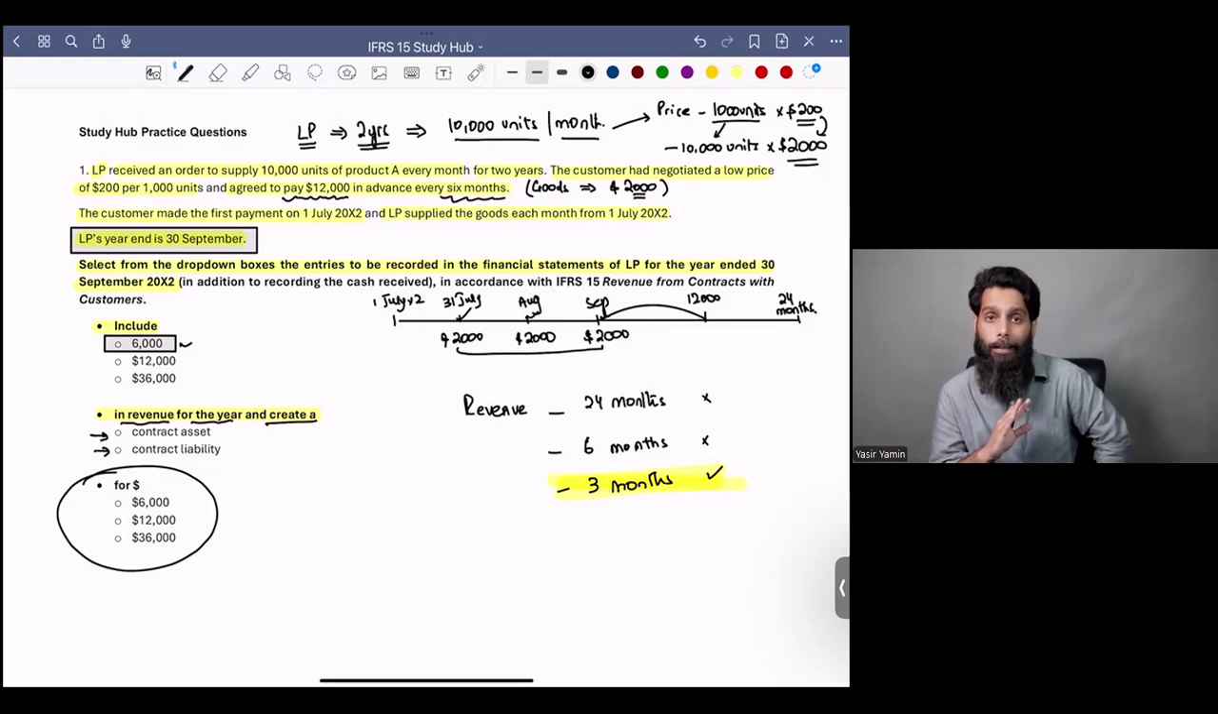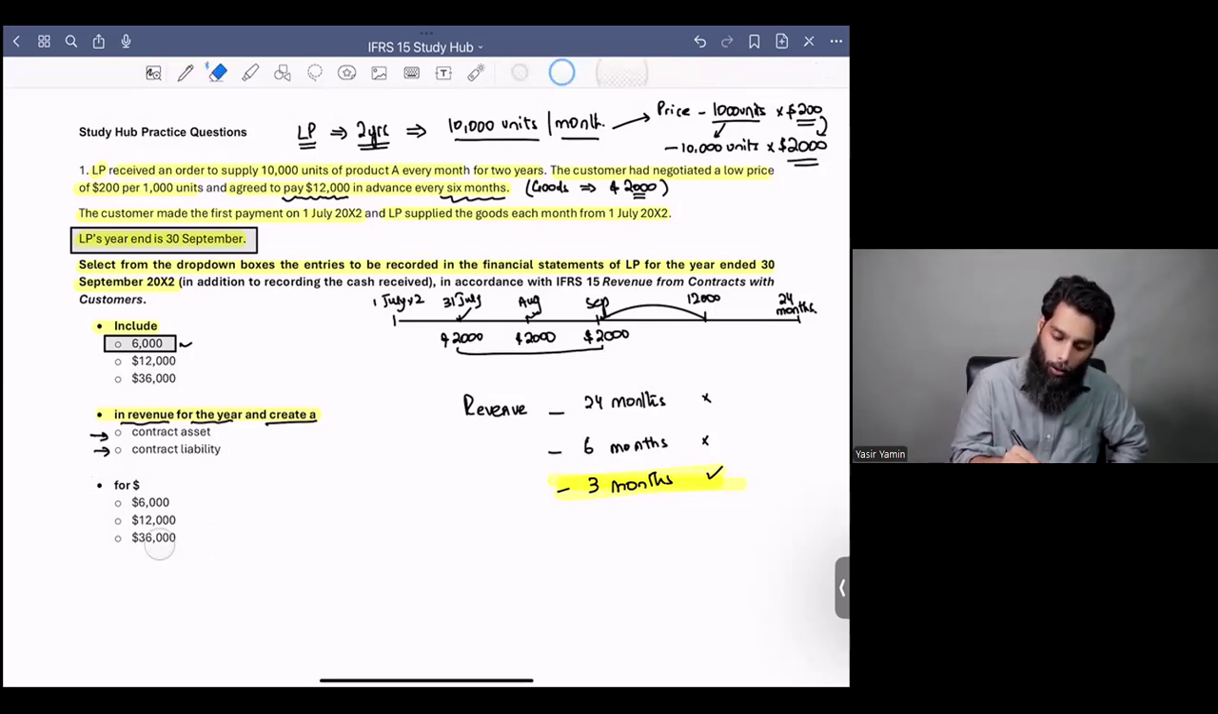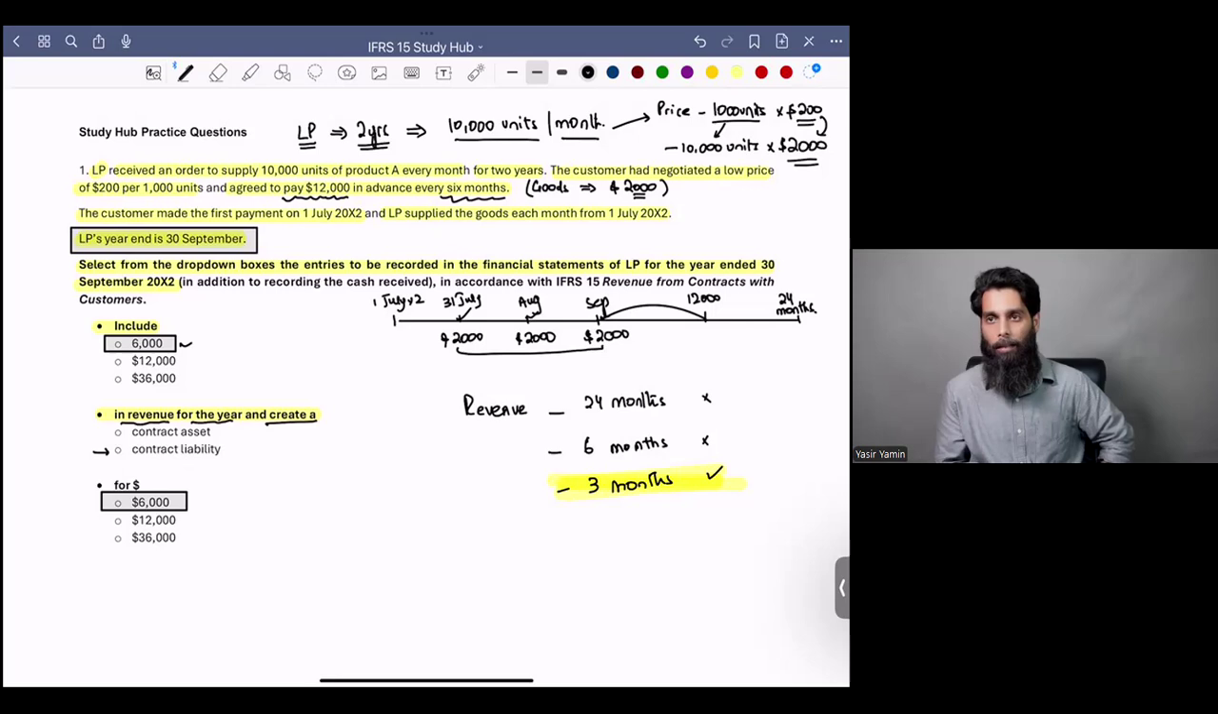I have not yet earned that money, but I have received it. Don't you think it's unearned income? It's advance income. And if it's advance income or unearned income, it should be treated as a contract liability, not a contract asset. So the answer is that you recognize a contract liability for an amount of $6,000. Do you guys agree? Make sense? All right.